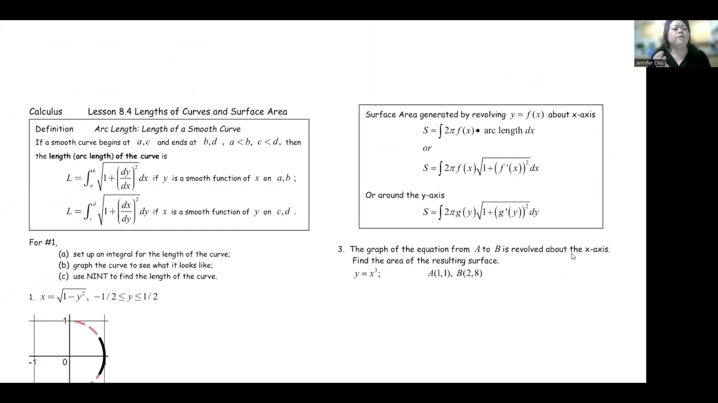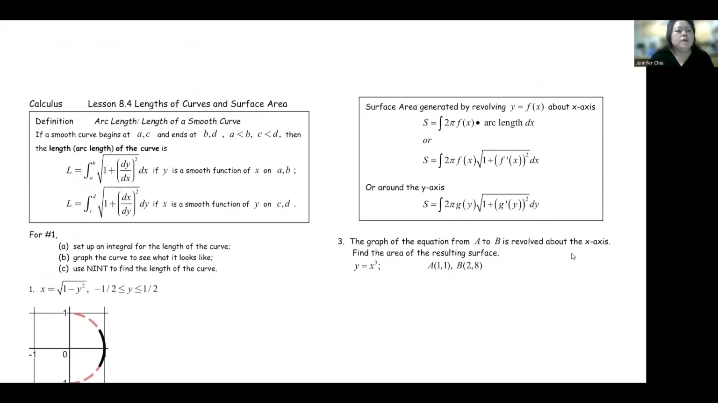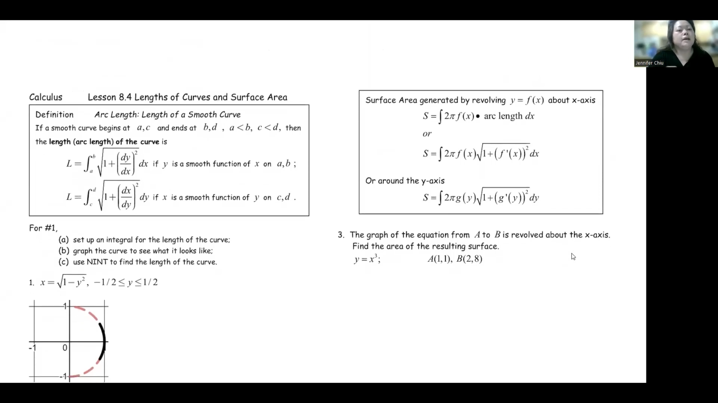Okay, we're on lesson 8.4, talking about lengths of curve, which is also called arc length, and the surface area of a volume that we have revolved around an axis. Now, the good news is that the surface area that we're looking at is usually around the x or the y-axis, so it's not like the volume that we've been doing for washer or shells where your axis of revolution is going to move around to another line. So it's a little bit quicker, all right?